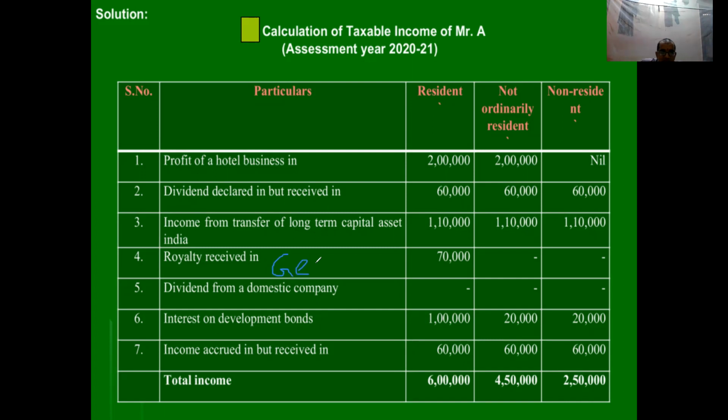Royalty received in Germany, 70,000. A resident has to pay tax. A not ordinary resident will not pay tax. A non-resident will not pay tax. Okay. Is it clear?